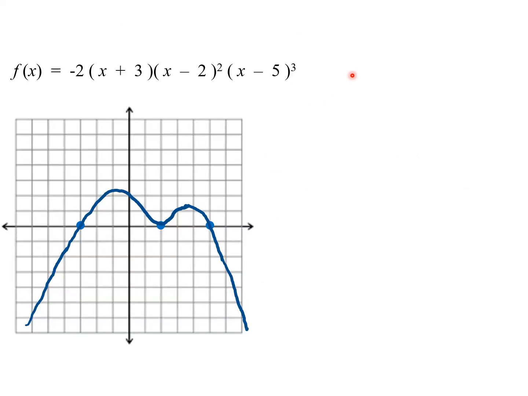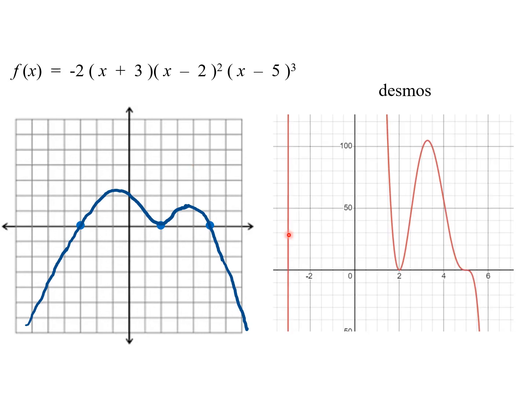All right, well, I went and plotted this in Desmos to see how the real graph would compare to my prediction, and it looked like that, which was pretty good. It had zeros at -3, 2, and 5, just like mine did. It went through the axis at -3 and +5, and it was tangent at 2.